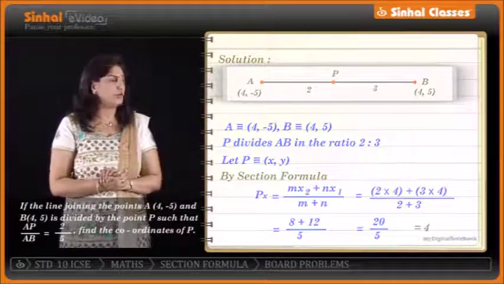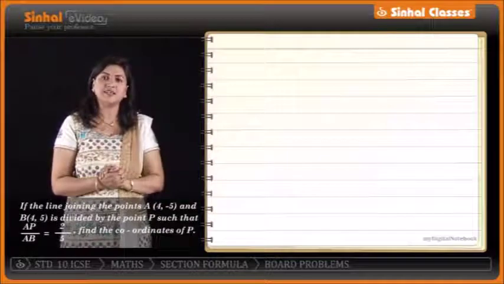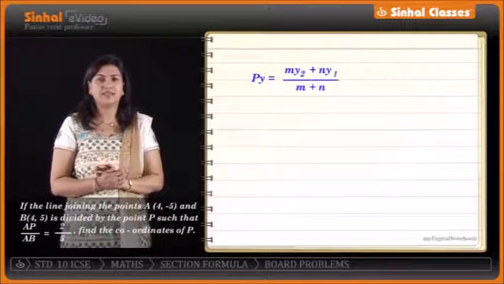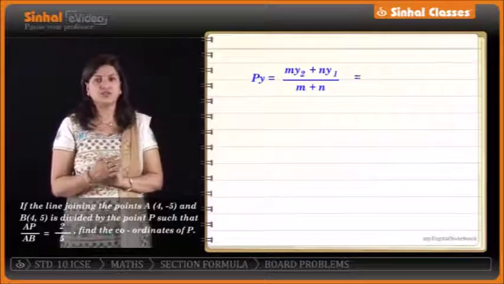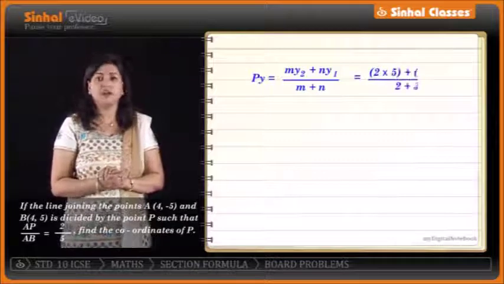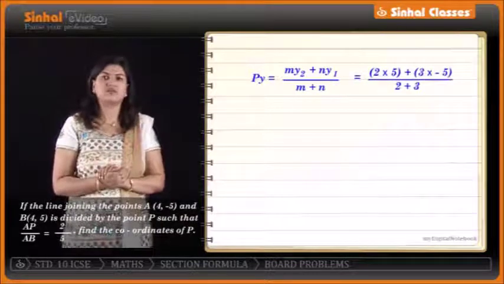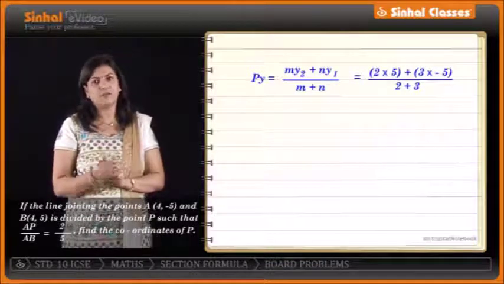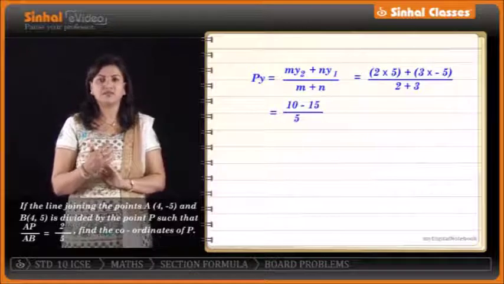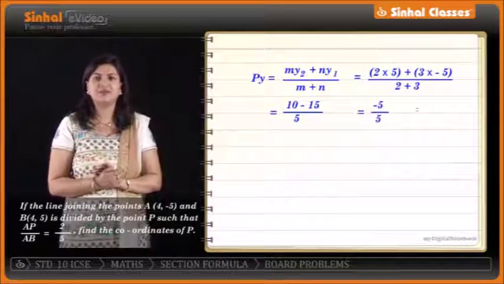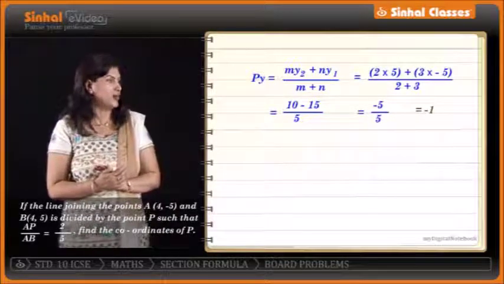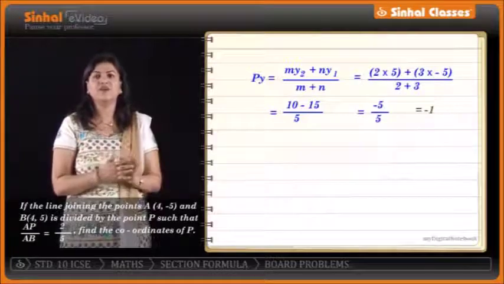Same way we find the y coordinate. We have Py is equal to my2 plus ny1 upon m plus n, which is equal to 2 into 5 plus 3 into minus 5 upon 2 plus 3. Simplify this to get 10 minus 15 upon 5, that is minus 5 upon 5, which is nothing but minus 1. So the y coordinate of the point P is minus 1. So P has coordinates 4 comma minus 1.